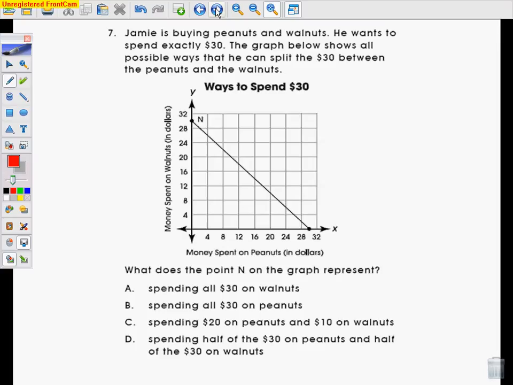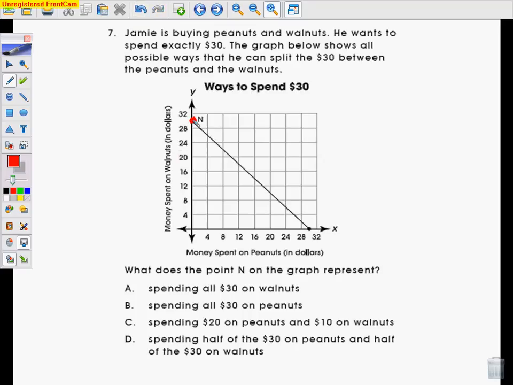All right, so a couple things you should notice about the graph. The x-axis here has to deal with the money spent on peanuts. The y-axis has to deal with the money spent on walnuts. Now we're at point N here.